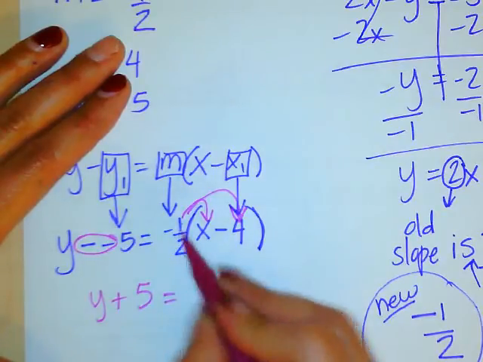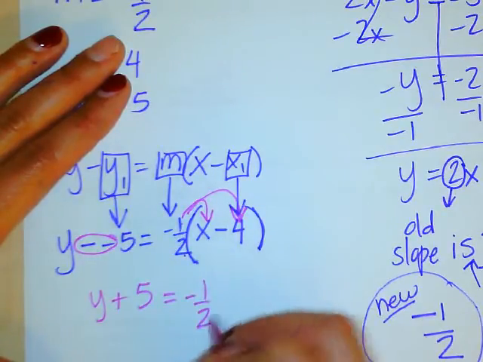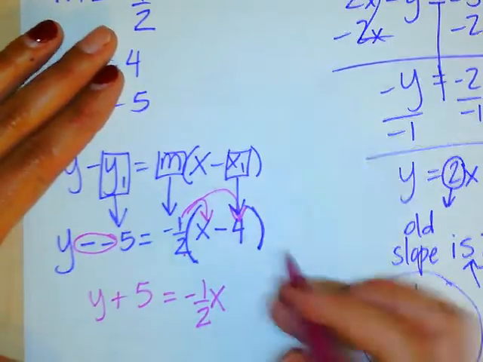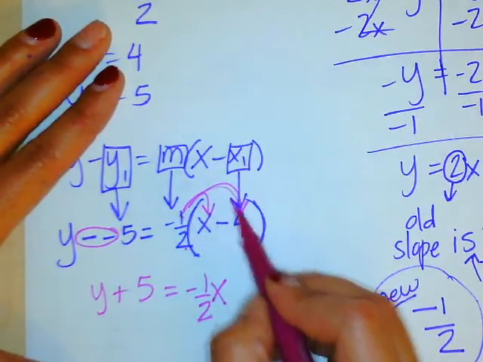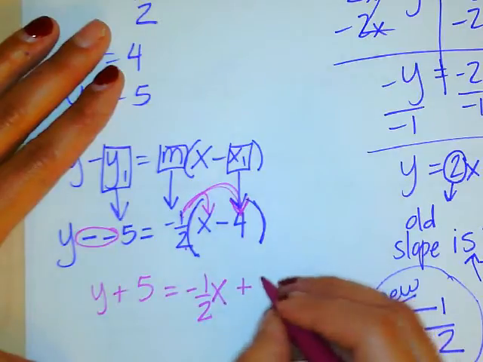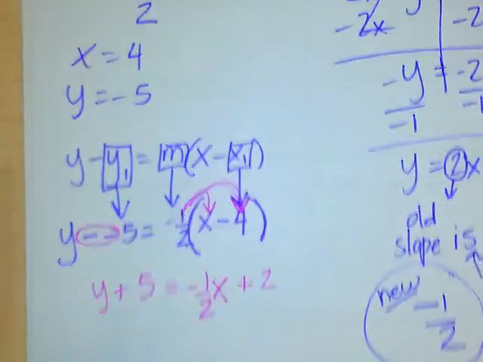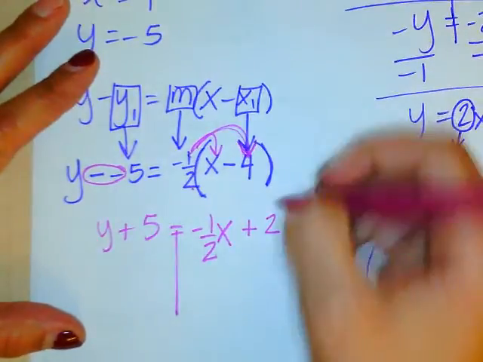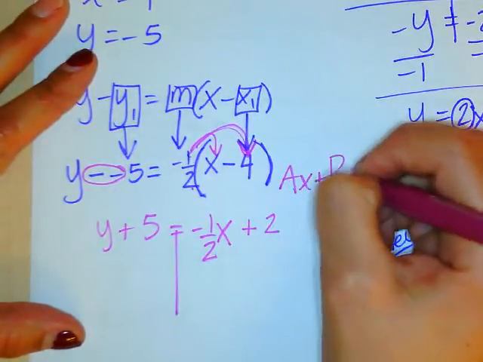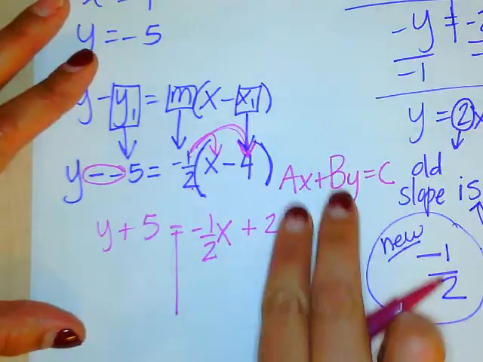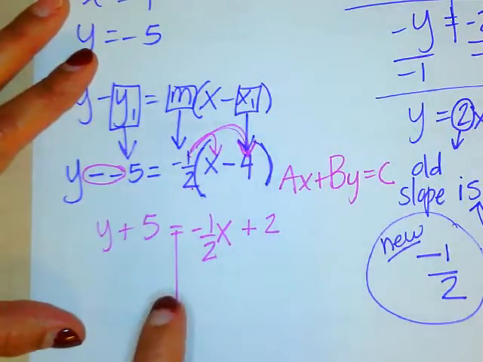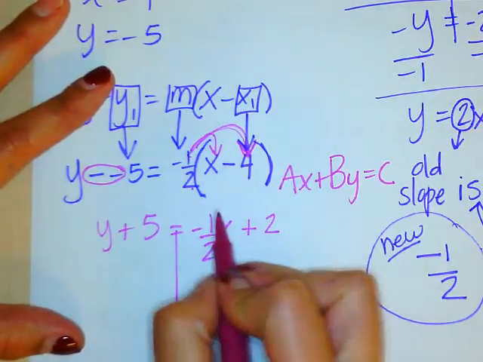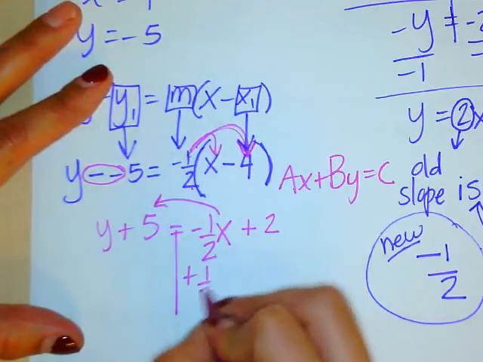So negative 1/2 times x is negative 1/2 x. Negative 1/2 times negative 4 becomes positive 2. Okay? So now this one I want it in standard form. So standard form is this. So I have to have my x and my y on the left-hand side. So I have to move the x over.